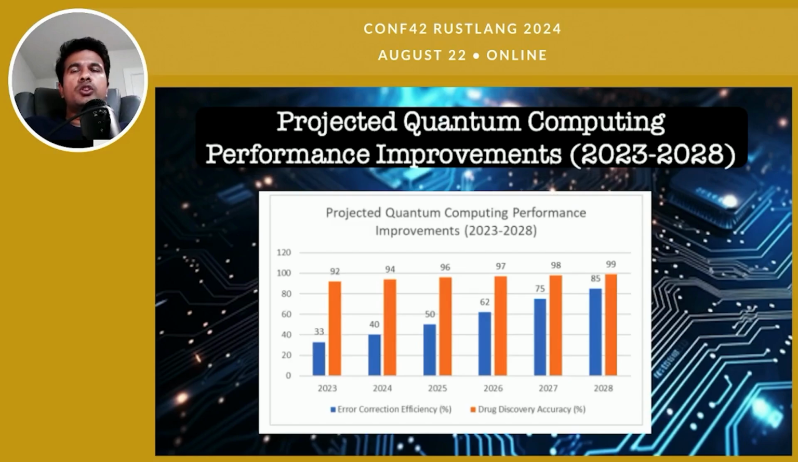This is the projected quantum computing performance improvement. In the year 2024, currently, the error correction efficiency is 40 and the drug discovery accuracy is 94. The error correction efficiency has been increasing gradually, and by the year 2028 it is predicted that error correction efficiency will be on par or at least near the drug discovery accuracy. This chart clearly shows the improvement of error correction in quantum computers.